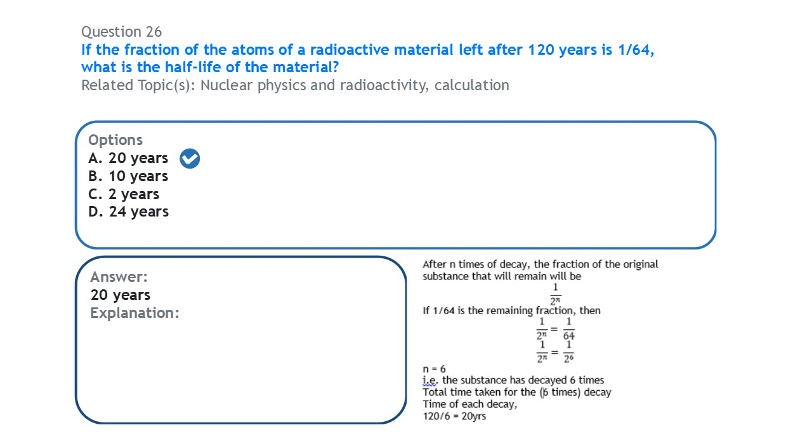Now if the time that it took for it to decay 6 times is 120 years, that means each of the decay times will be what? 120 divided by 6, 20 years. That will be the time for each of those decays. The time for each decay is going to be 20 years. If it took this substance a whole 120 years to decay, and it has decayed 6 times, that means each of those decays occurred in 20 years. That's 120 divided by 6.